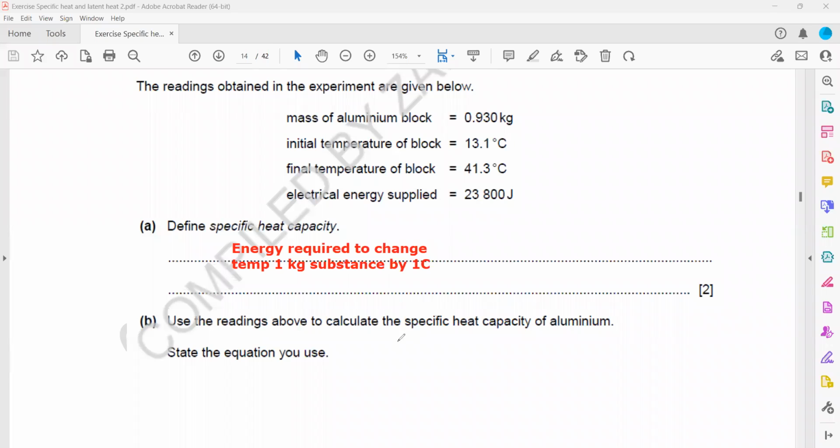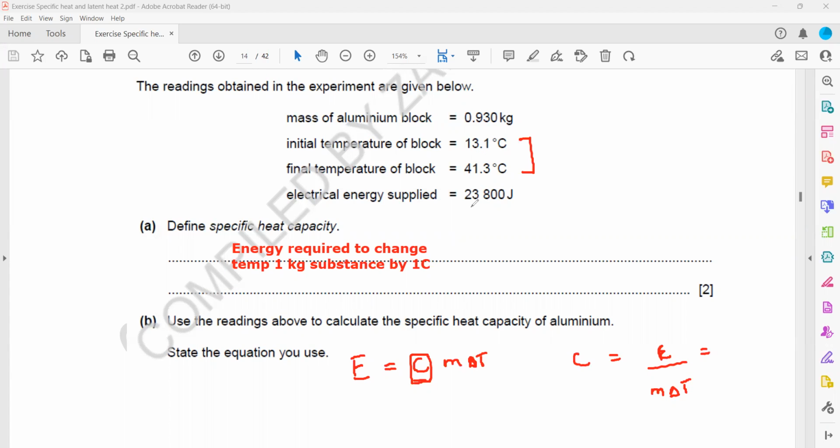Use a reading above. We have to calculate the specific heat capacity of aluminium and state the equation you use. Because there's a change in temperature, whenever there's a change in temperature, which equation we use? We'll use the equation that energy supplied or removed is equals to Cm delta T. So if I need a specific heat capacity, as specific heat capacity is the subject, it will be energy divided by mass into temperature change.